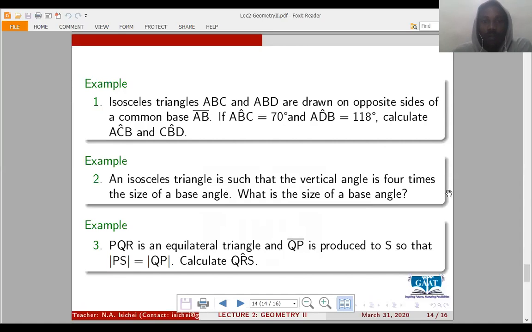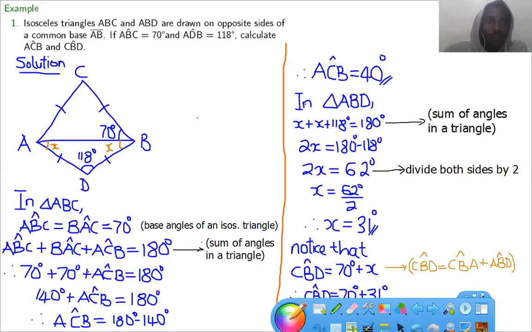So we have 3 examples here. Example 1, 2, and 3. So I'm going to take the solutions to these examples and later give you some exercises to solve. Okay. So here is the very first example. Question 1, it says, isosceles triangles ABC and ABD are drawn on opposite sides of a common base AB. If angle ABC is 70 degrees and angle ADB is 118 degrees, calculate angle ACB and angle CBD.